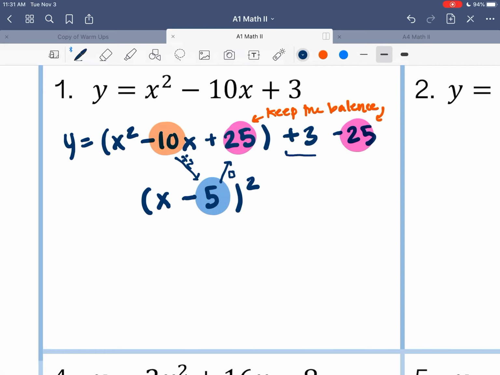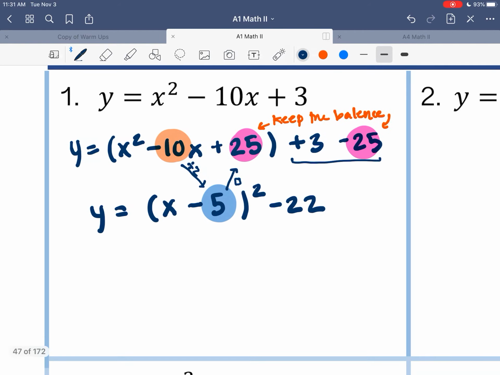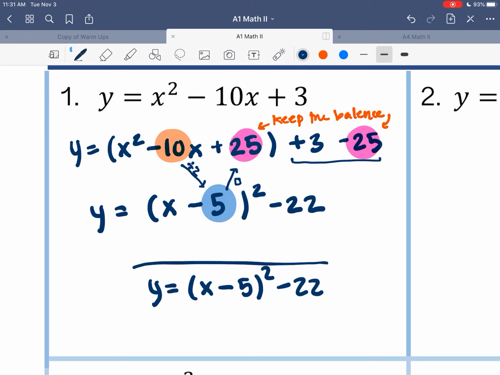And then we can combine those two, because that's just positive 3 minus 25, so that's minus 22 on the outside there. And that's in factored form. I mean, vertex. I always say factored form because I was teaching factoring today. Sorry. x minus 5 squared minus 22.